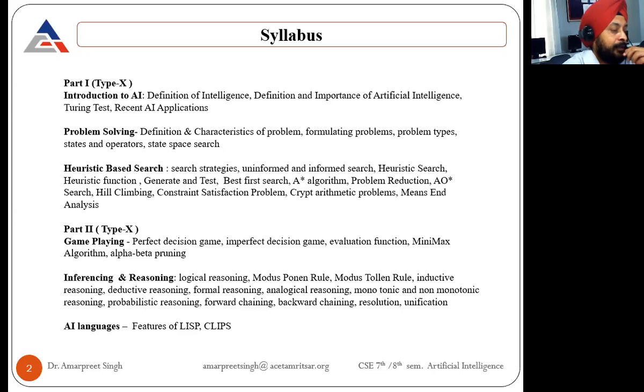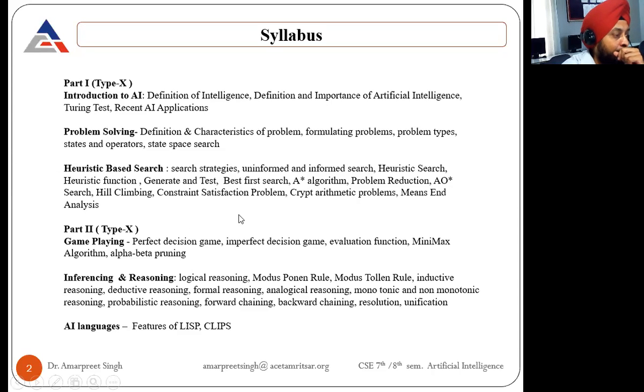Then we will study different search techniques: best first search, A star algorithm, problem reduction, AO star search, hill climbing, constraint satisfaction problem, crypt arithmetic problems, and means-ends analysis. This is the longest chapter of your syllabus, and it will require about 3 to 4 lectures. It is very, very important. All the different search techniques that are implemented in the field of AI will be discussed in this topic.